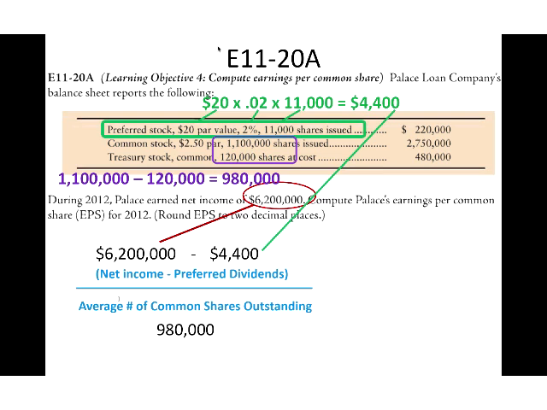So now we can calculate our earnings per share. Earnings per share then is going to be $6.32. That is rounded. So that's taking the 6,200,000, subtracting the 4,400, taking that number, dividing by 980,000.